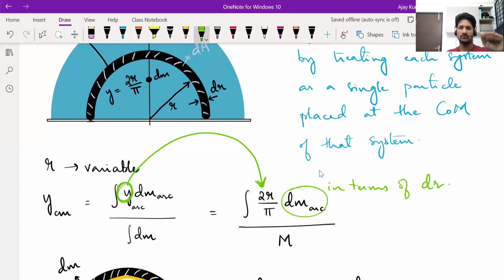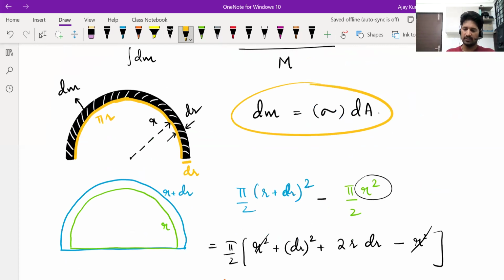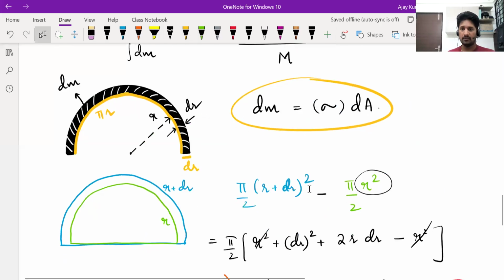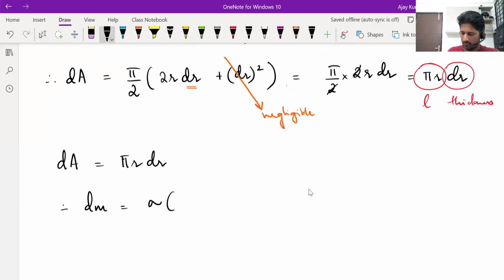Dm is what? Mass of this element. How do you find out mass of an element? You first think of the mass distribution. Here it's an areal mass distribution. So mass of an element is calculated as areal mass density sigma multiplied with the area of the element. How do you write the area of this element? We got it as pi r dr. Therefore, the mass of the element now becomes sigma into pi r dr.